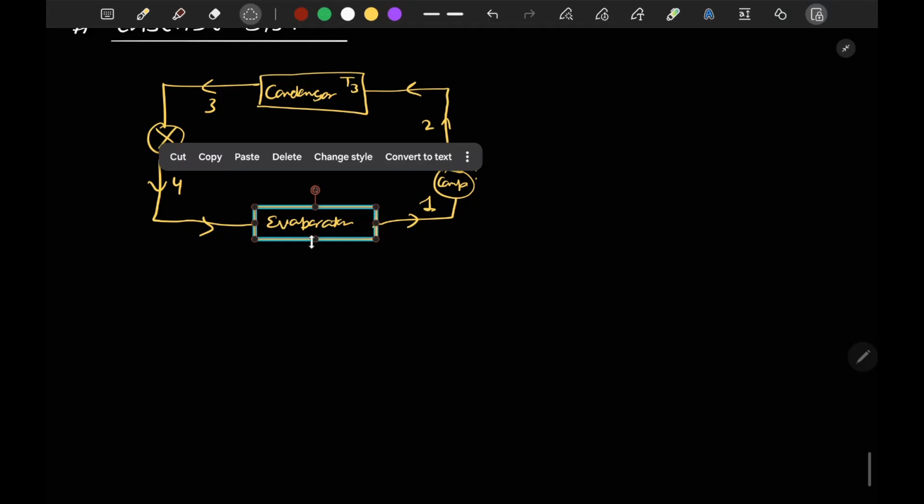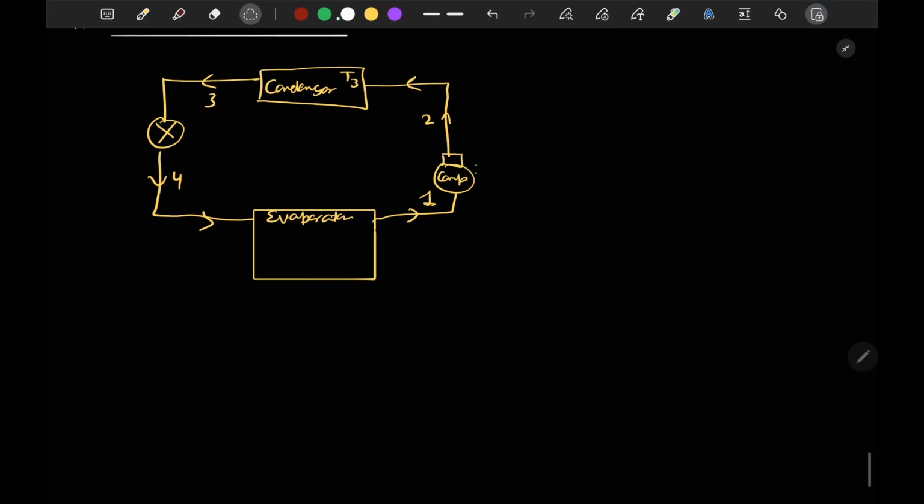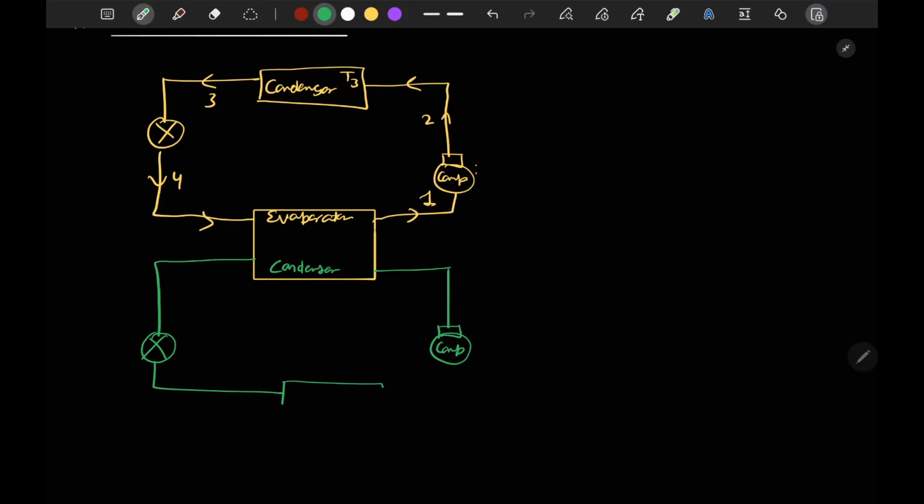Now one more thing in this evaporator. As I told you earlier, the evaporator of one system acts as condenser for another system. Now there will be another system attached to this system, and for this system this evaporator will act as condenser, and it is further attached to a compressor, and that will be attached to an evaporator.